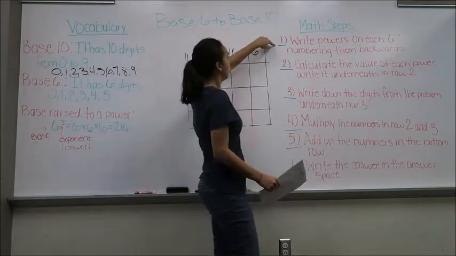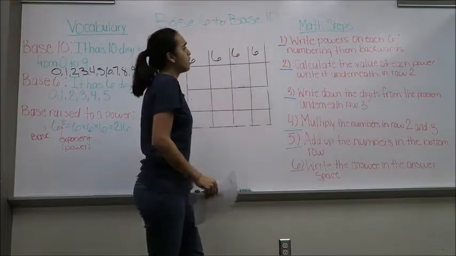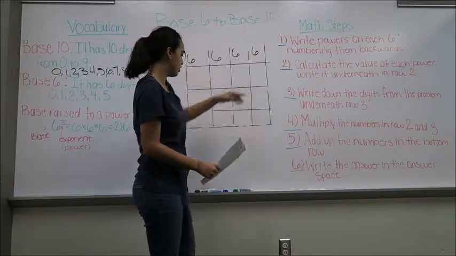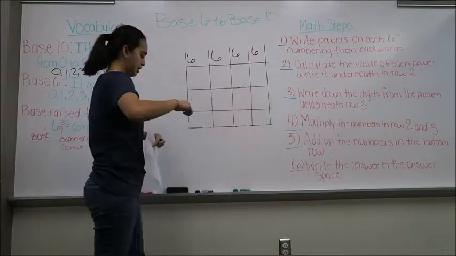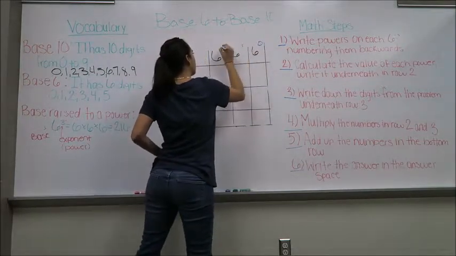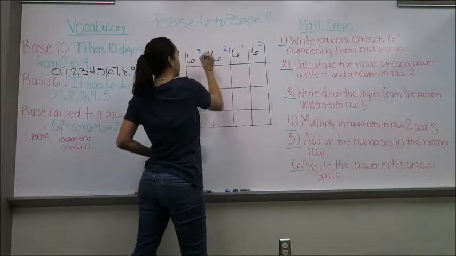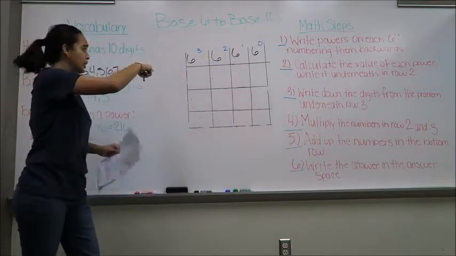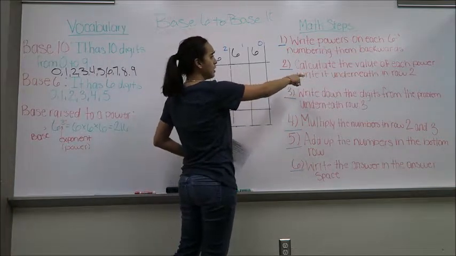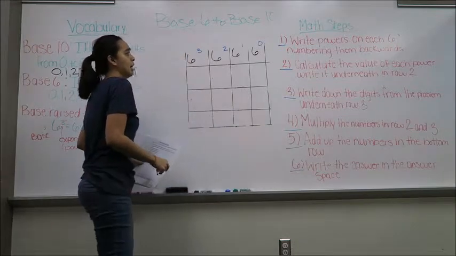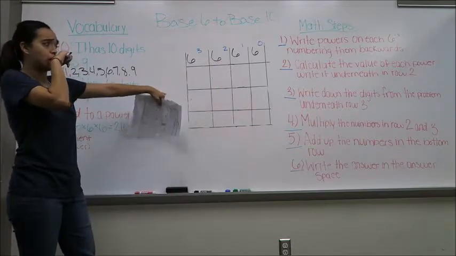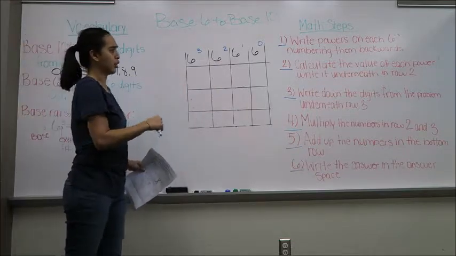So math steps. First step, write the powers on each 6 up here, numbering them backwards, which is going to look like this. 0, 1, 2, 3, which are the exponents or the power. Number 2, calculate the value of each power, write it underneath in row 2. When I go over the math problem, I'll show you what I'm talking about here.